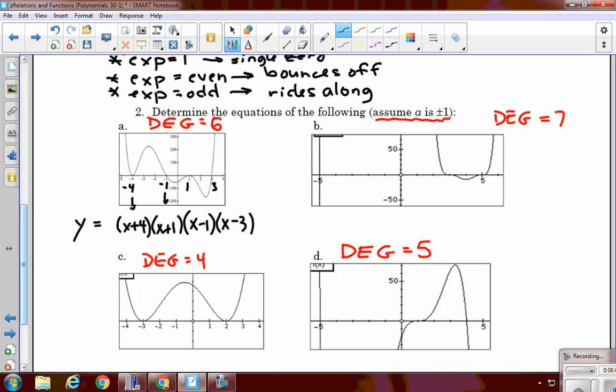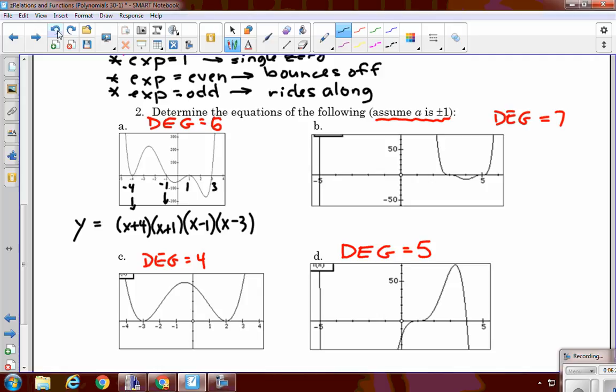Our leading coefficient would be positive, so we could say there's a +1 out front, or we could just ignore it because +1 is just the same thing as not writing anything. But now we're saying we have to have a degree of 6 on this. And if I looked, I only have 1, 2, 3, 4 x's. So right now, I'm only at a 4th degree polynomial.